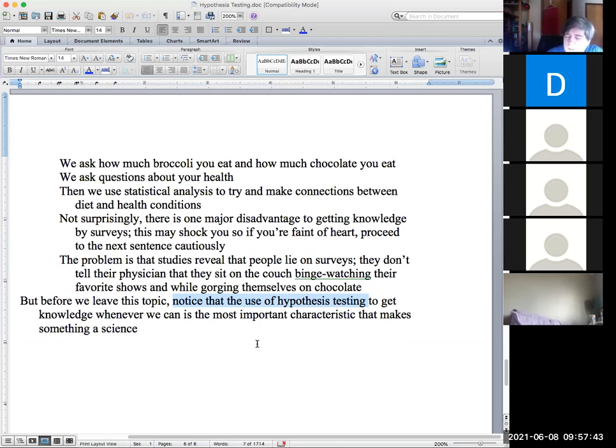So we can use models, we can use surveys, but really hypothesis testing is the key step that makes science science. Some other fields use hypothesis testing occasionally, but in science, this is the main way that we gain our knowledge. So are there any questions about hypothesis testing and other scientific ways to get knowledge before we leave this topic? No. Okay, if there aren't, I'm going to stop screen sharing for now.